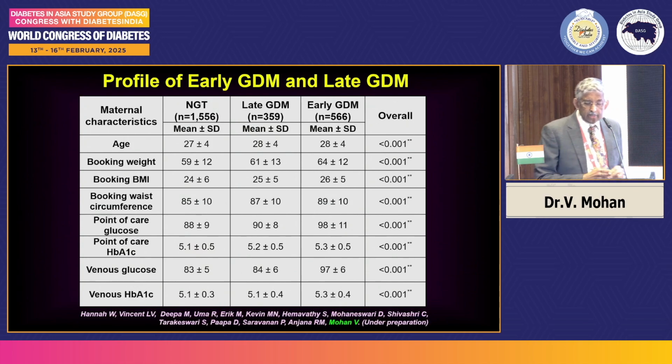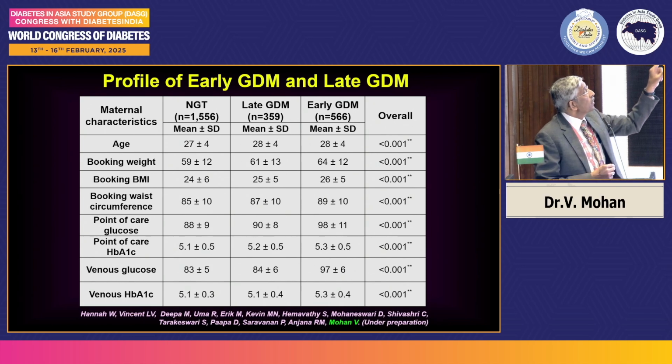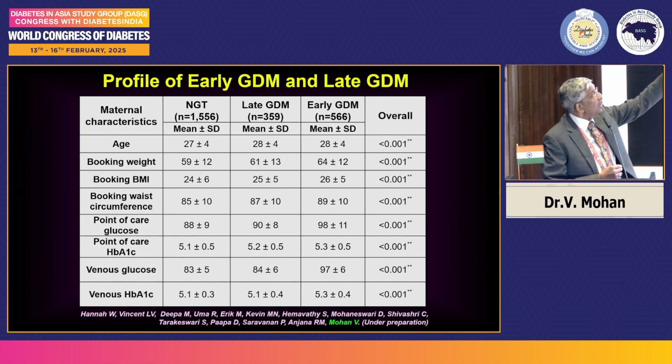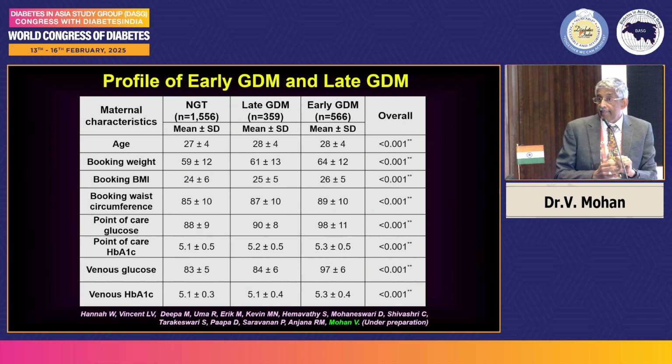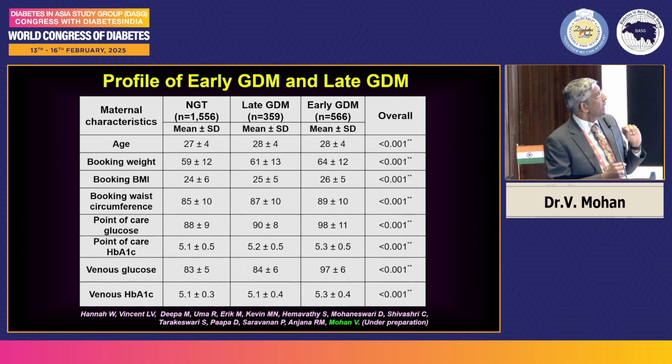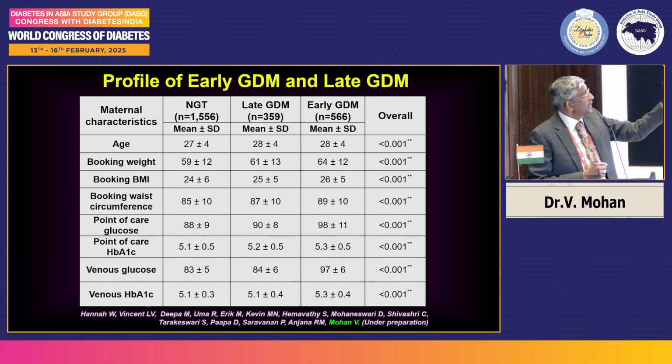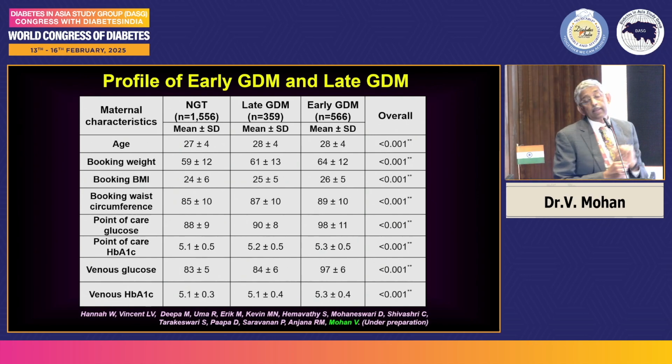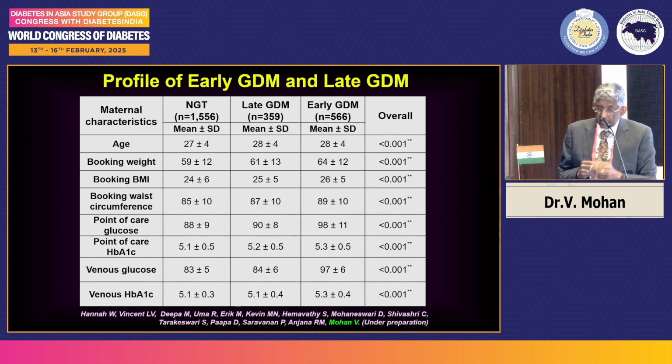So if you look at this, it's just been submitted for publication, probably this week. What we found was that if you look at the early GDM, forget about the normal women, look at the early GDM and the late GDM, you will find that the BMI is slightly higher, the waist circumference is slightly higher, 89 and 87, the fasting glucose level is slightly higher. Look at the A1C, 0.1 higher.